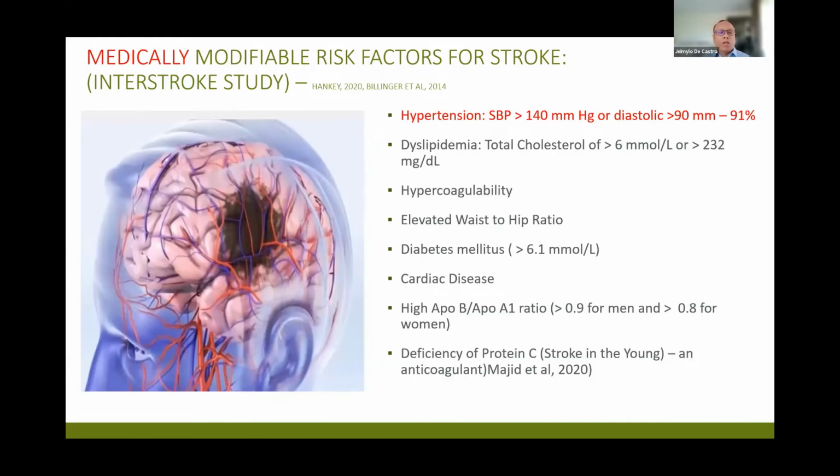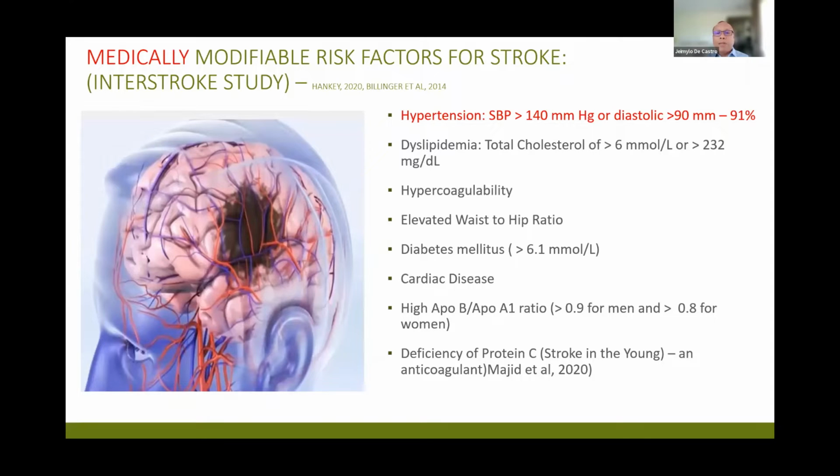So there is also what we call the medically modifiable risk factors for stroke. In other words, you can prevent this by pharmacologically providing patients with medication. So number one of this, which represents 91%, is of course hypertension. If you have a persistent, consistent systolic blood pressure of 140 millimeters mercury, or a diastolic pressure of more than 90 millimeters mercury. So that represents most of these problems.